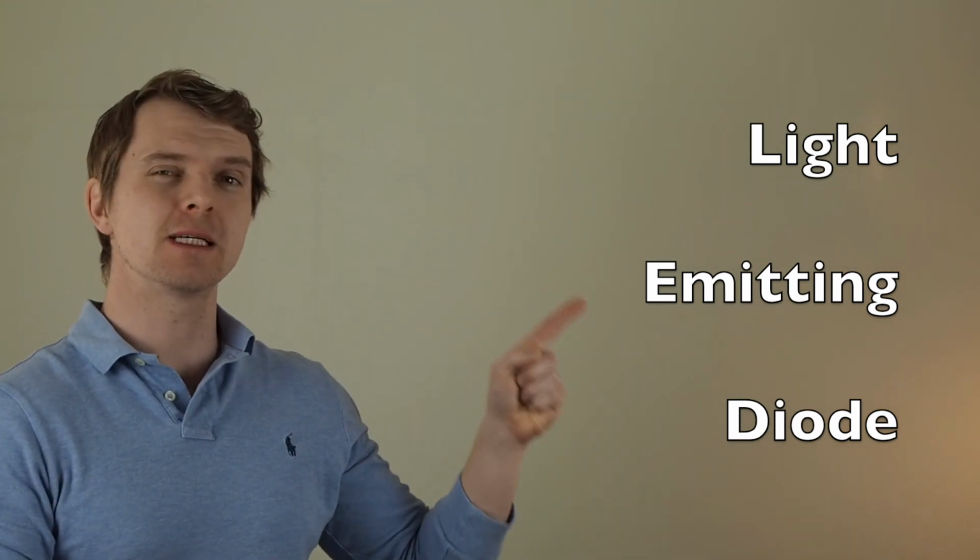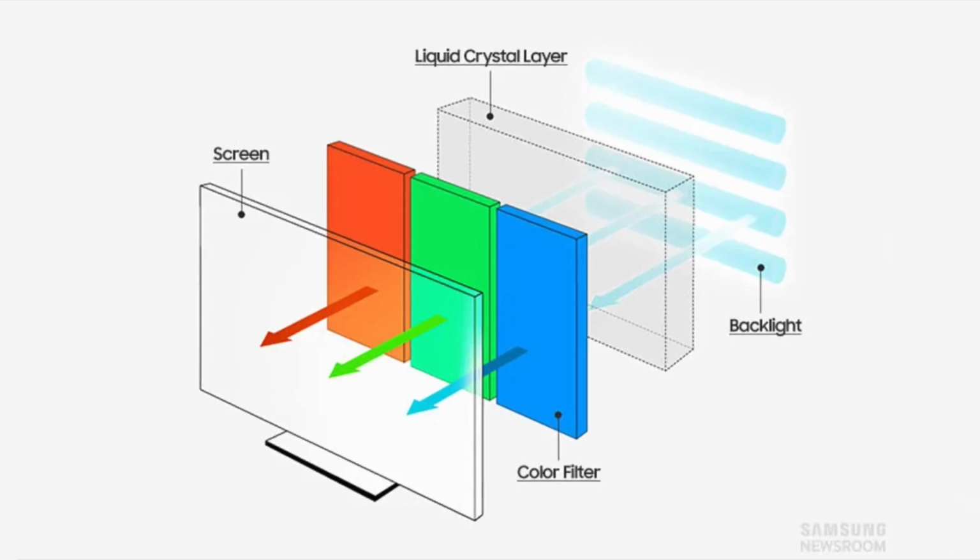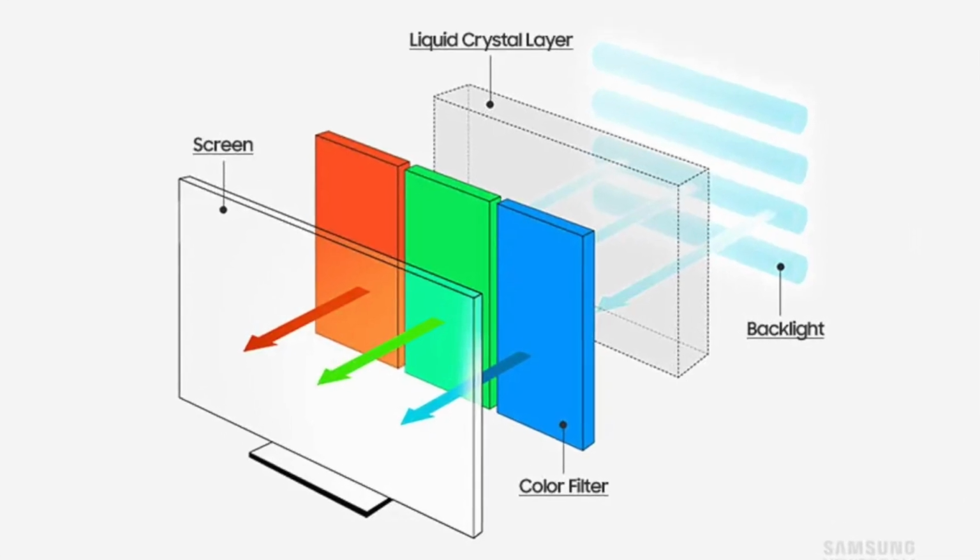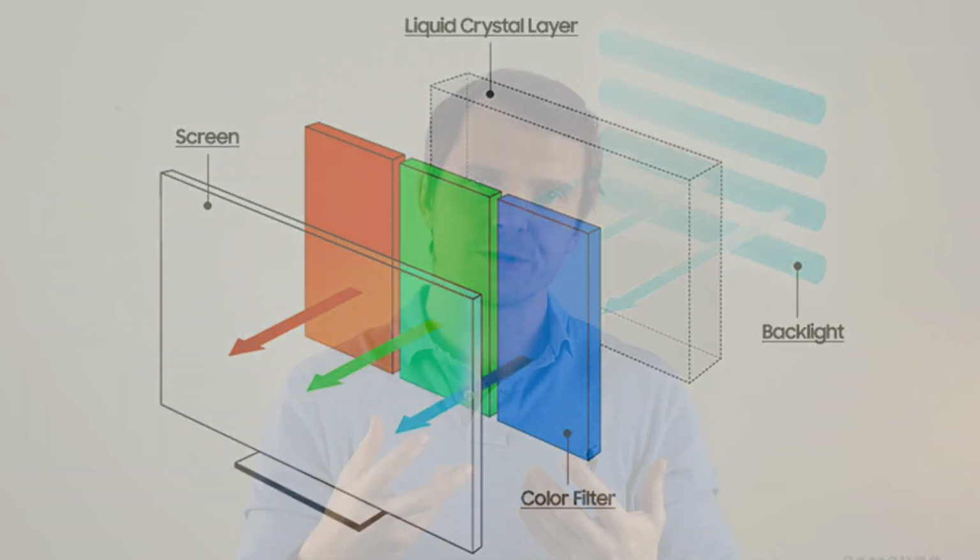Now firstly, we're going to start with the standard LED panel. LED stands for Light Emitting Diode. How this panel technology works is to have a series of white LEDs arranged either around the edge or behind the panel itself. What these then do is pass through a series of color filters of red, green and blue to give us our image.